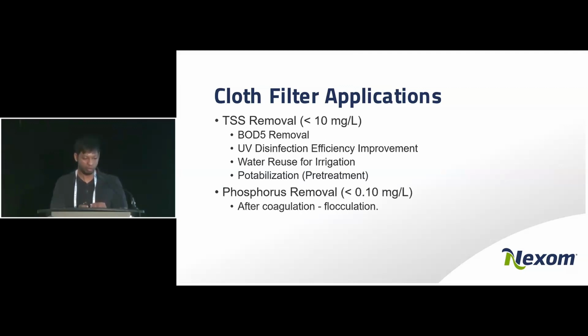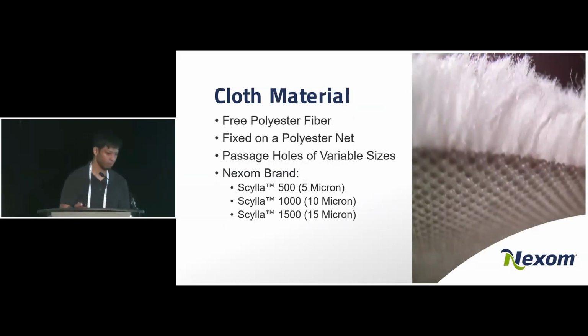It can also be used to remove phosphorus after coagulation and flocculation, and to capture microplastics and any emerging contaminants of concern. The cloth itself is made up of a polyester fiber on a polyester net. The cloth has some passage holes that allow water to go through and solids to stay on top of the cloth. At Nexom, we have 3 types of cloth.